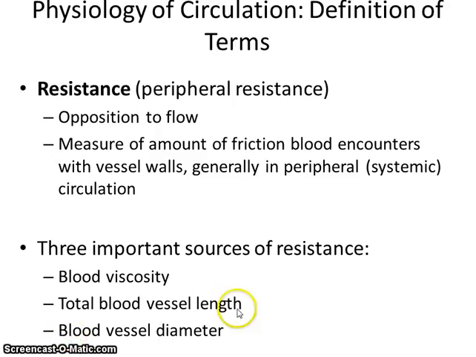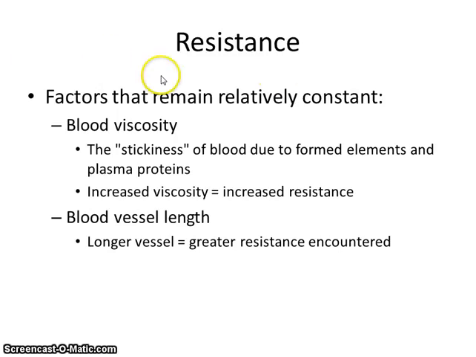The easiest of these to change is the blood vessel diameter. So we'll be able to do that to alter the resistance and the pressure in our vessels. The factors that are relatively constant: your blood viscosity, how thick it is. That's generally going to be mostly due to your hematocrit, the amount of your blood that's red blood cells. So if you've got a higher percentage of your blood that's red blood cells, a higher hematocrit, it's going to be thicker, stickier. That thicker, higher viscosity means that you're going to have more resistance.